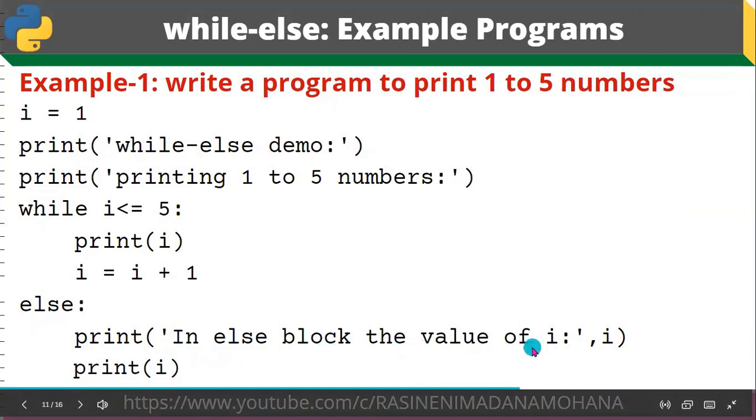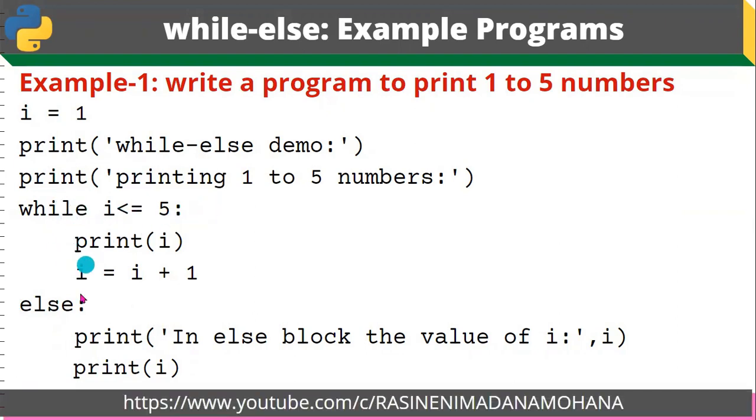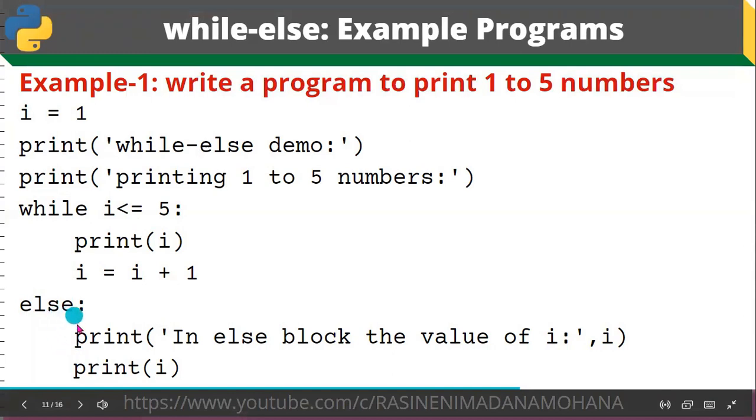In else block, the value of I. What is I value now? Here 6 is printed. Print of I means 6 is shown here in the else part. So 1 to 5 will be printed in the while condition. Then the 6 value is printed in the else block. For our understanding purpose, we have given the messages.